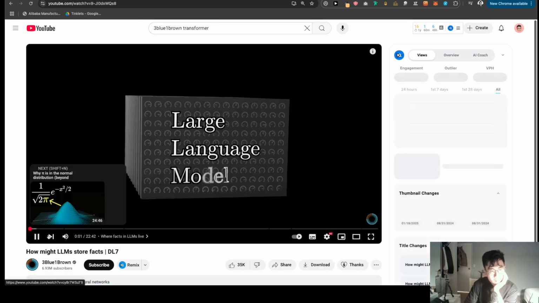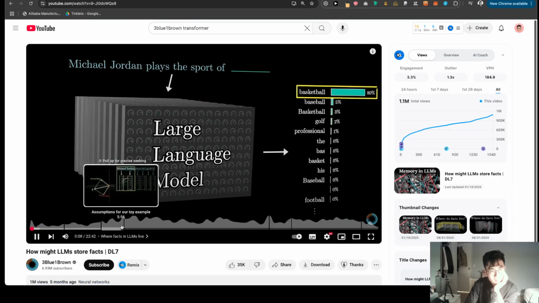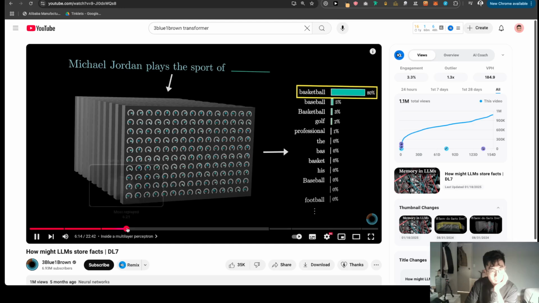If you feed a large language model the phrase, Michael Jordan plays the sport of blank, and you have it predict what comes next, and it correctly predicts basketball, this would suggest that somewhere inside its perceptron.